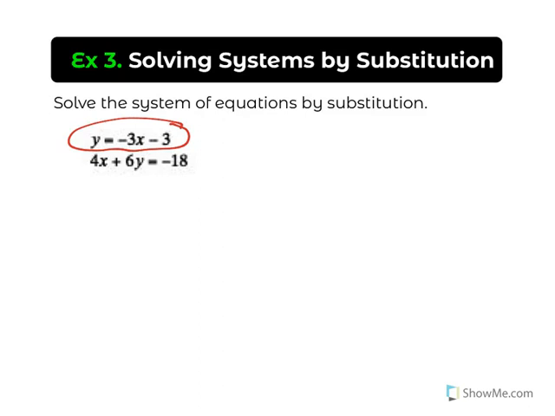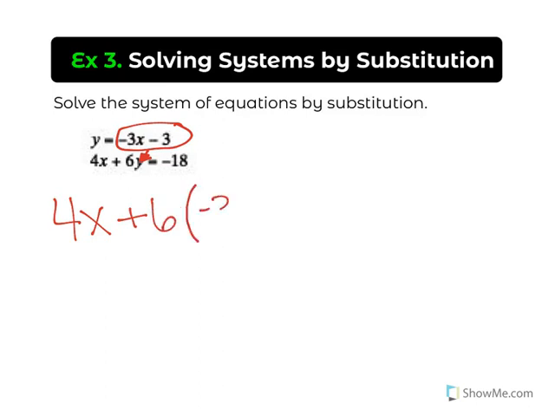So we're going to take what y equals and put it in for y. So we've got 4x plus 6, and then instead of the y, we're going to put parentheses and negative 3x minus 3. Always put in parentheses what you're substituting in for that y. Don't forget the equals negative 18. It's amazing how many times you forget the equals and negative 18 and then you start solving and you're like, wait a minute. Okay, and then we need to distribute.